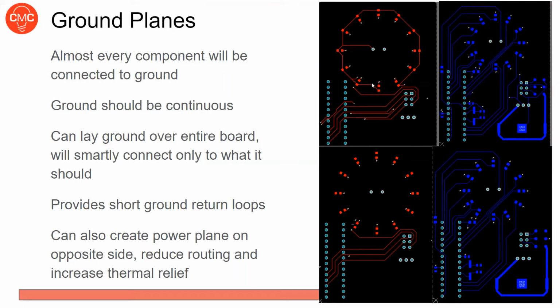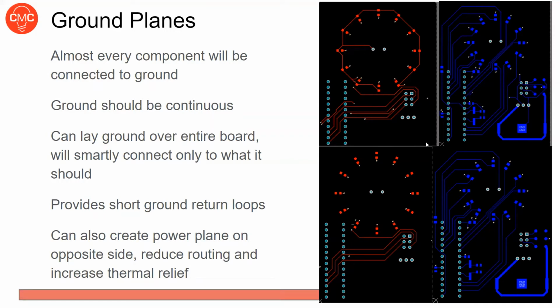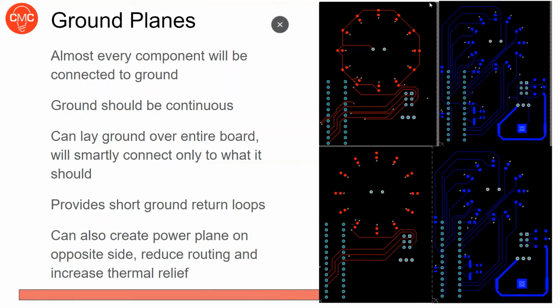And it will just connect all the grounds together to that plane. I'll show you, it's better if you see an example of this. Basically, there's a hidden layer right here that's the ground layer. I'll show you what that looks like and how to do it. You can connect all your grounds there, and it just makes your routing a lot cleaner and easier. You can lay your ground plane over the entire board, and it will only connect to what you want it to connect to. It's smart like that.